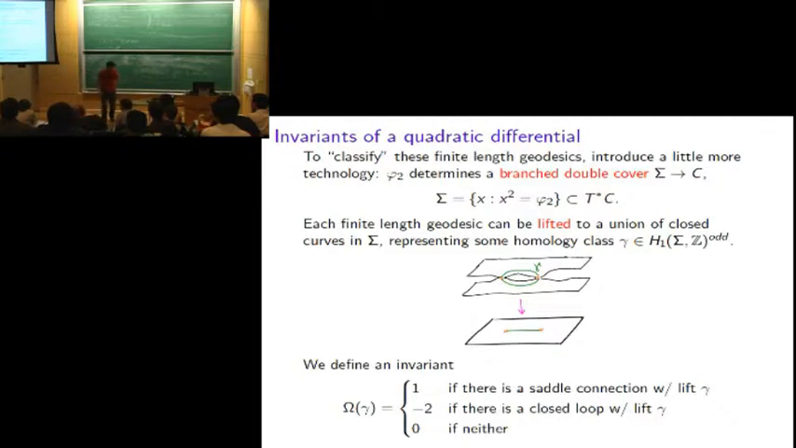So our Donaldson-Thomas invariant in this situation is attached to any homology class gamma. So let's let gamma be the homology class in the homology of the cover. The cover I call sigma.